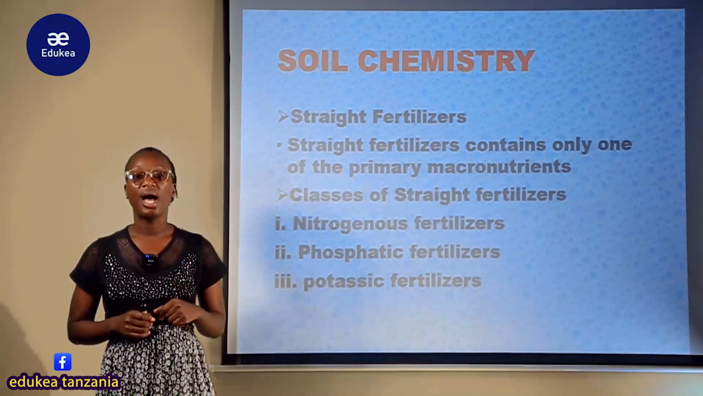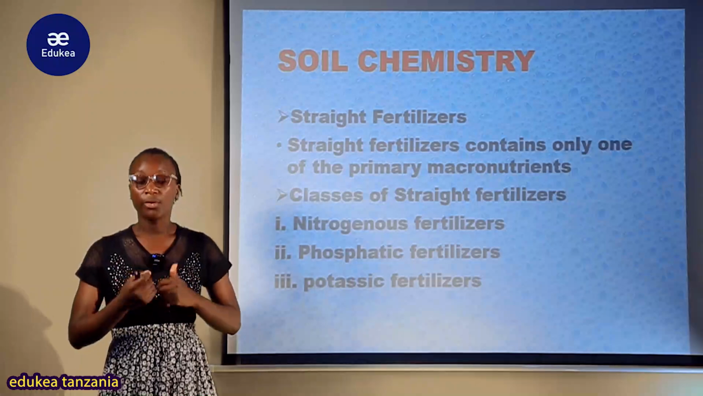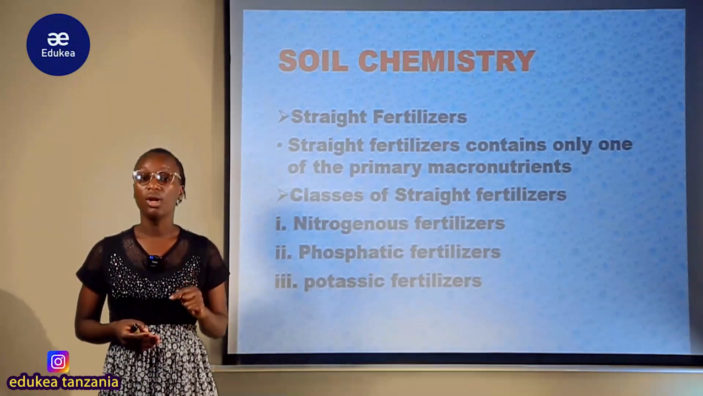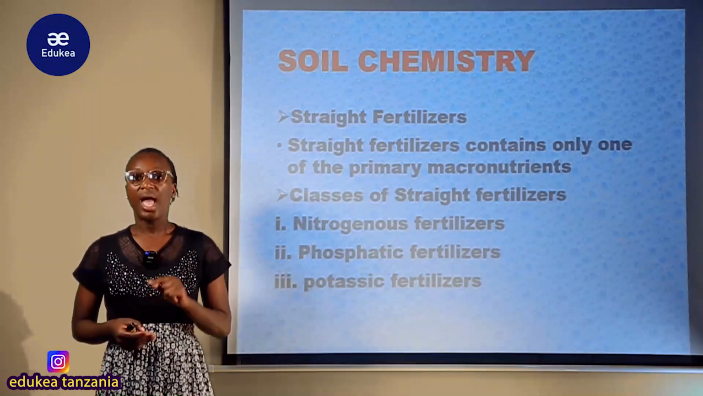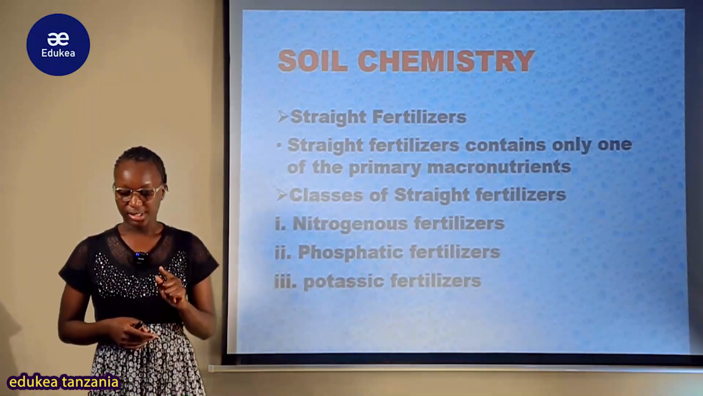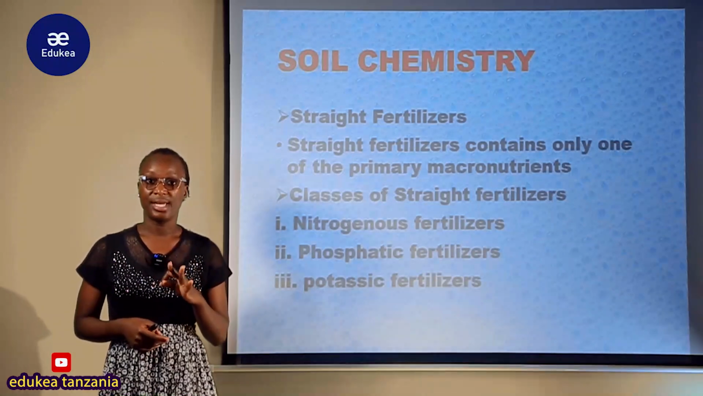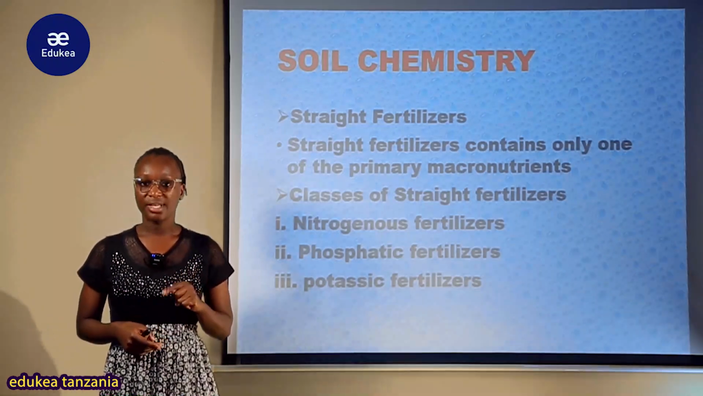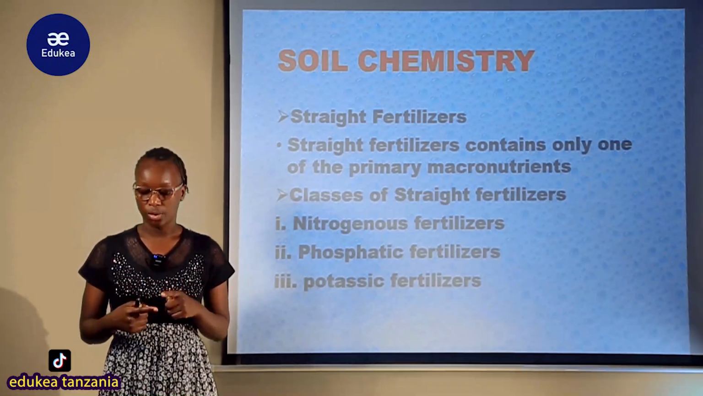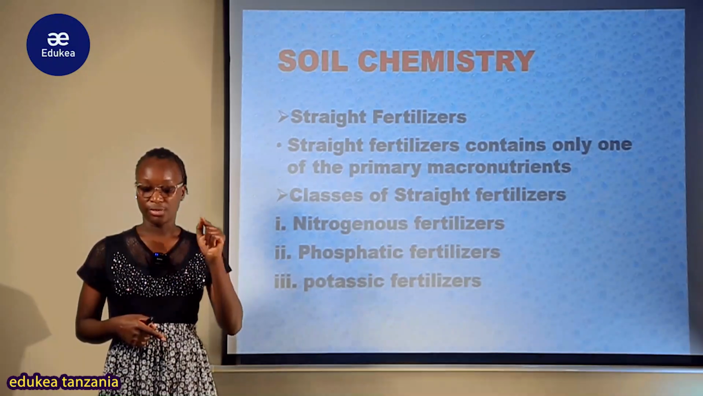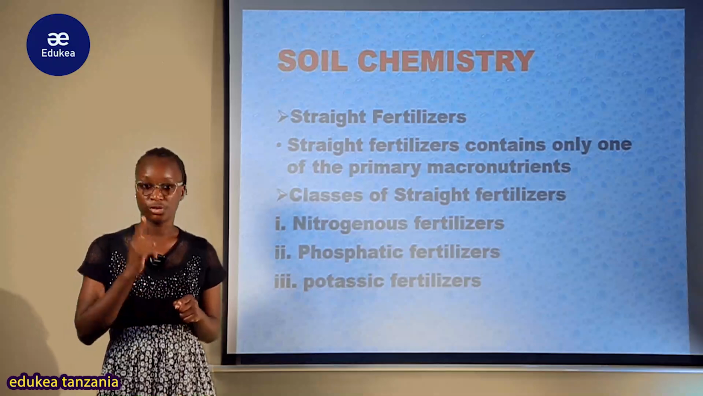My students, tunapoongelea straight fertilizer tumesema kwamba inakuwa imecontain only one primary nutrient, and those nutrients are nitrogen, phosphorus, and potassium. So here I mean that we are going to look at the nitrogenous fertilizer, meaning this kind of straight fertilizer is made up of nitrogen.